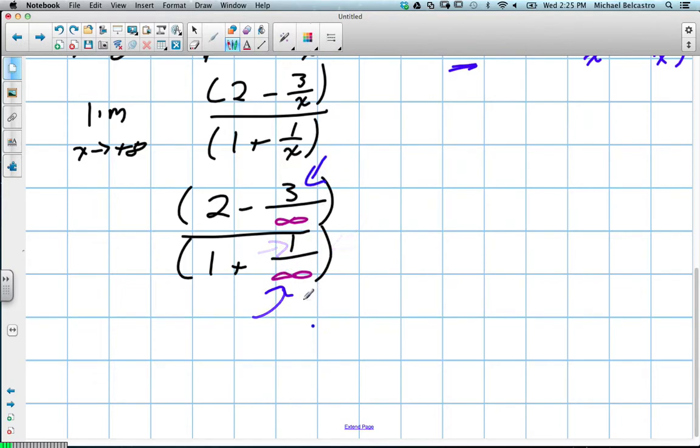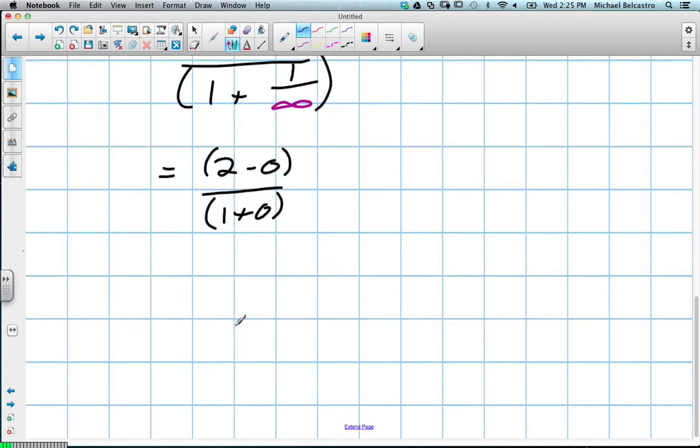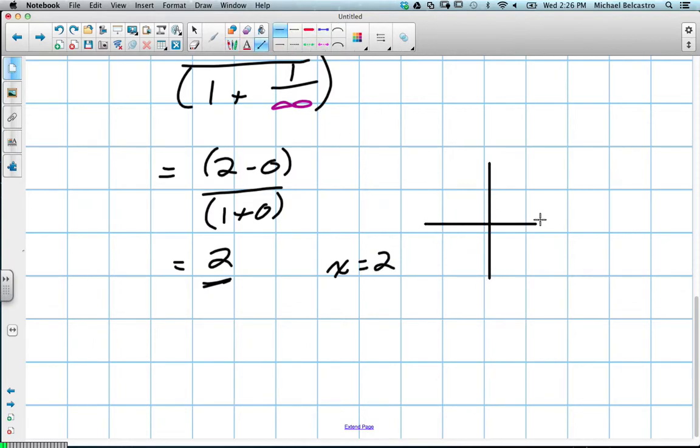So this becomes 0, and this becomes 0, which leaves us with 2 minus 0 over 1 plus 0, which leaves us with what? 2. So our horizontal asymptote is at a value of, sorry, not x equals 2, y is equal to 2.